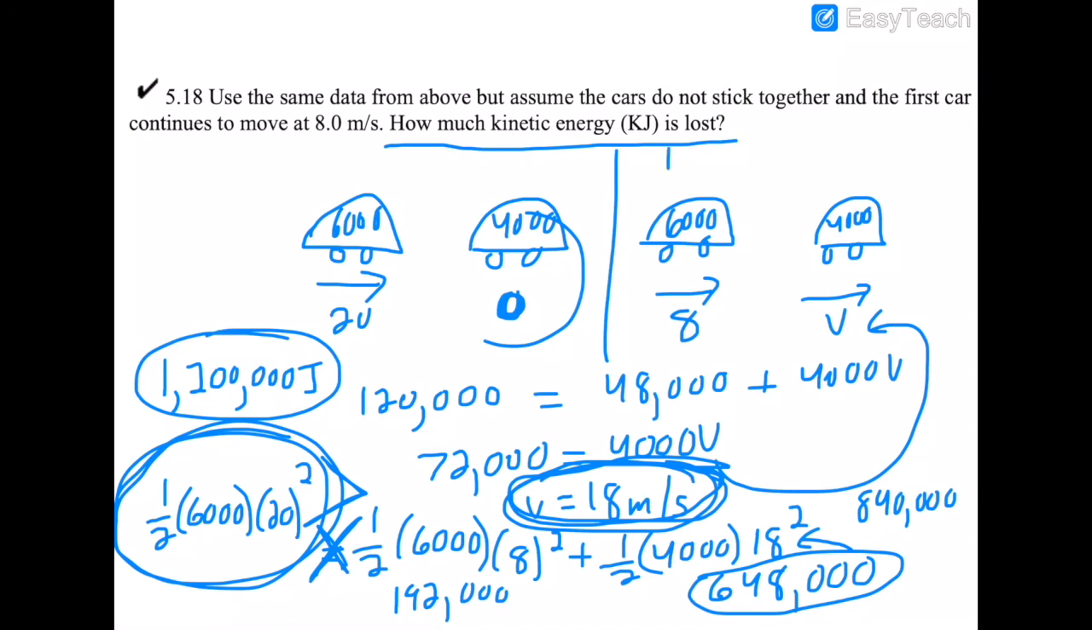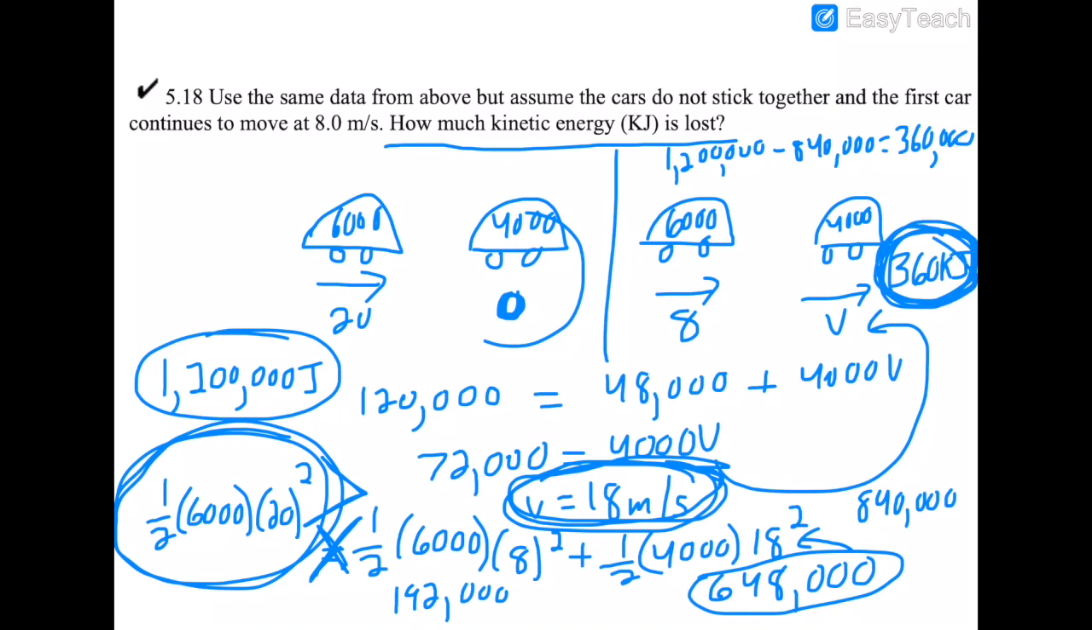Now the energy I lost: I have 1,200,000 minus the total of 840,000, which is how much energy it had at the end. So we lost 360,000 joules, which would be a loss of 360 kilojoules. We lost 360 kilojoules in this collision through friction and damage of the metal and indentation of the metal, all that kind of stuff. We lost 360 kilojoules of energy.